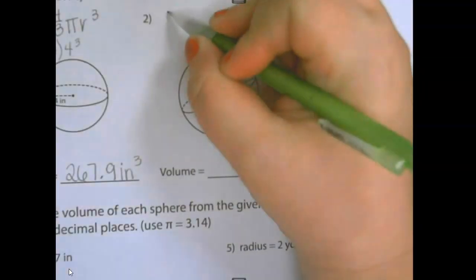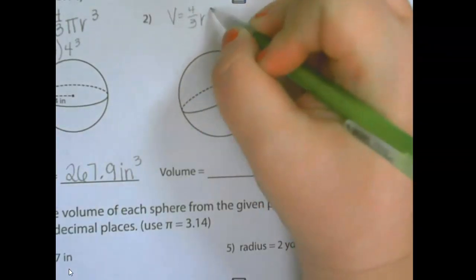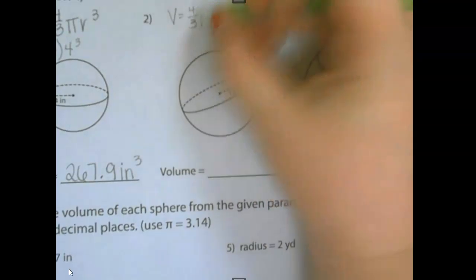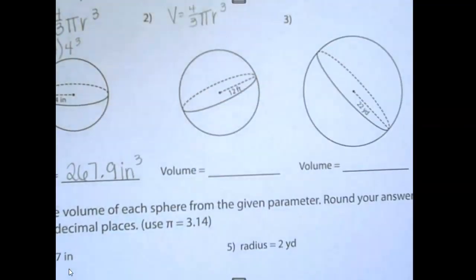All right, so let's look at number 2. We have volume equals 4/3 pi r cubed. I want you to try number 2 on your own and push play after you've worked it out.